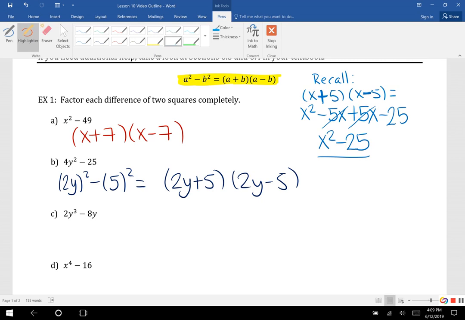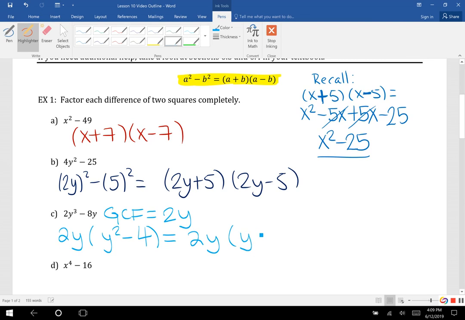Just like in the previous sections as well, we can't forget to look for GCFs. And so part C, 2y cubed minus 8y. As is, those are not perfect squares. 8 is not a perfect square. 2 is not a perfect square. But this problem does have a greatest common factor, GCF. You can take a 2 and a y out of both terms. And then you're left with y squared minus 4. Oh, and now that is a difference of squares. The 2y would stay, and y squared minus 4 becomes y plus 2 times y minus 2.